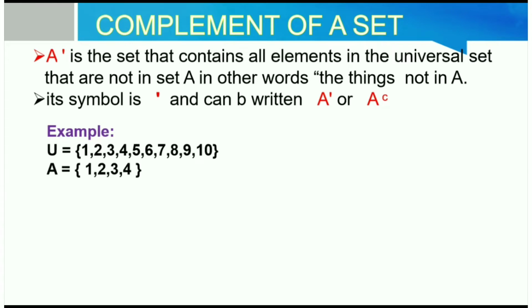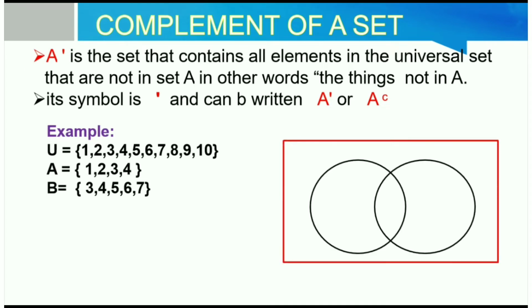Okay, example. We have universal set here na may element na 1, 2, 3, 4, 5, 6, 7, 8, 9, and 10. And then we have set A is equal to 1, 2, 3, and 4. And then ang set B is 3, 4, 5, 6, and 7. Okay. So, we have here Venn diagram. So, i-denote natin the left circle as set A at saka set B. Okay, and then our universal set region.